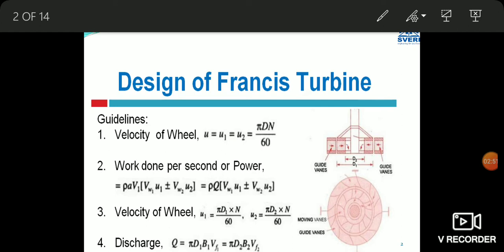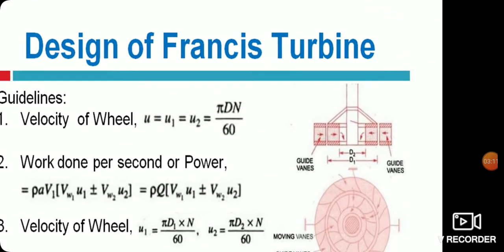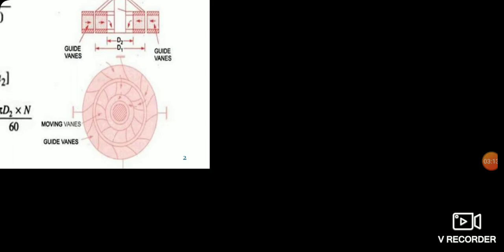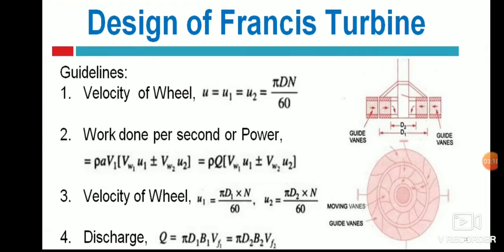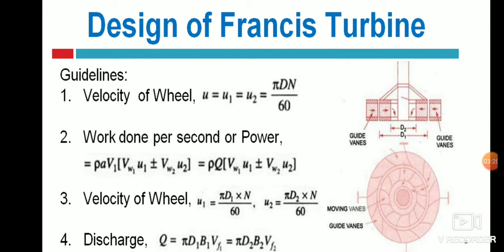As the external diameter is more than the internal diameter d2, the characteristic of an inward flow radial turbine is that d1 is greater than d2, therefore u1 is also greater than u2. So this is going to be our sectional view. The moving vanes are connected to the runner, and the guide vanes are used to provide proper guidance.